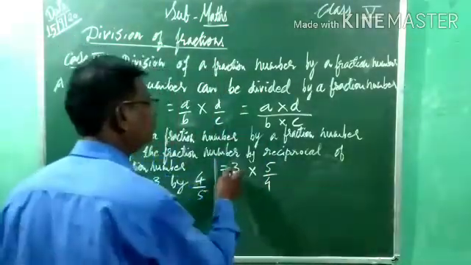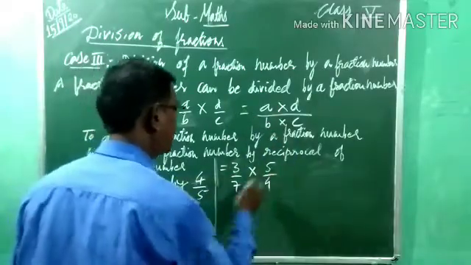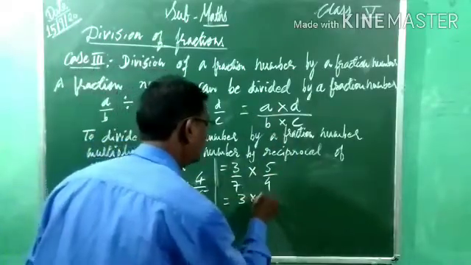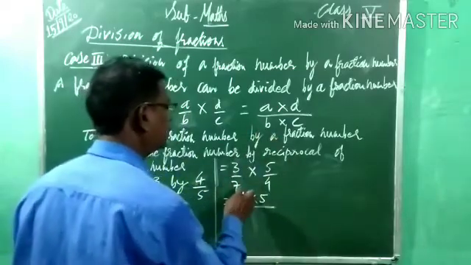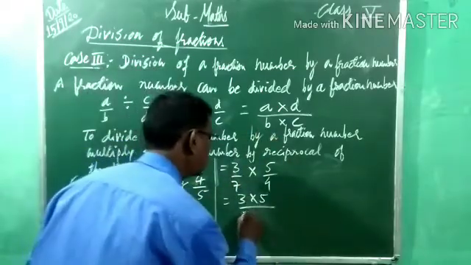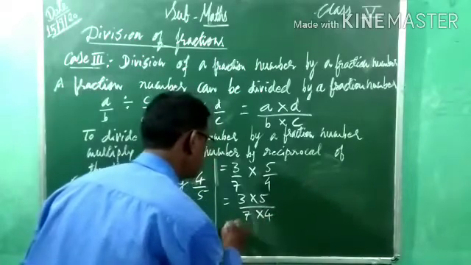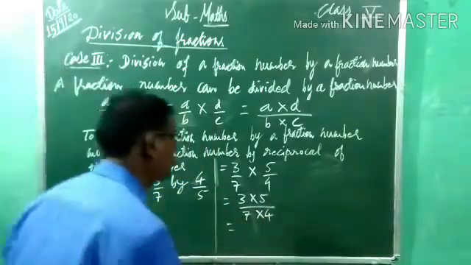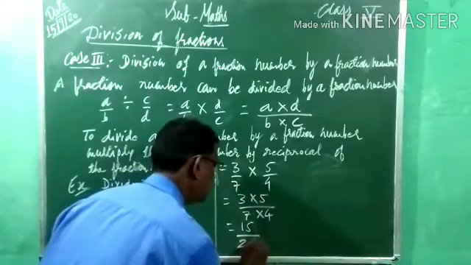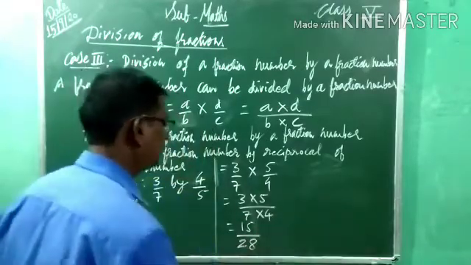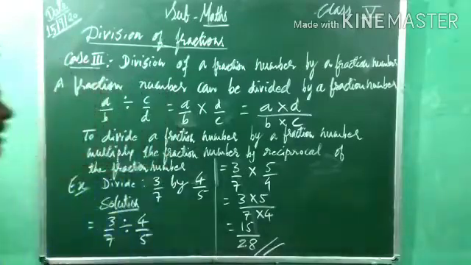Now what we have to do? 3, a into d, 3 into 5, divided by b into c. B means 7 and d means 4. 7 into 4. Understood this step? Now 3 fives are how much? 3 fives are 15. Okay. Now 7 fours are 28. So 15 by 28 is the answer. Understood? 15 by 28. So note down this one.